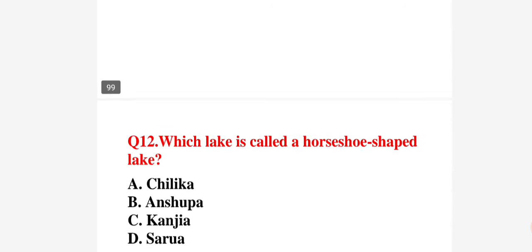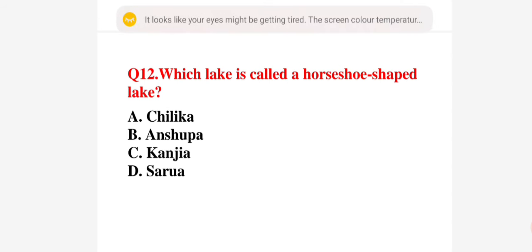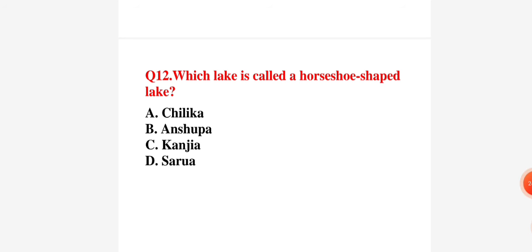So let us move to the next question, question number 12. Which lake is called Horseshoe Lake, the horseshoe-shaped lake? Option A, Chilika; option B, Onsupa; option C, Kanjia; and option D, Sorua. Give the right answer. Yes, here the right answer is option B. Onsupa is the right answer.